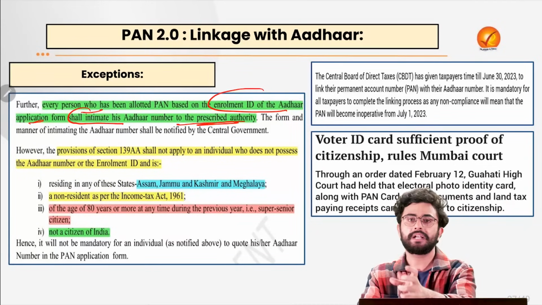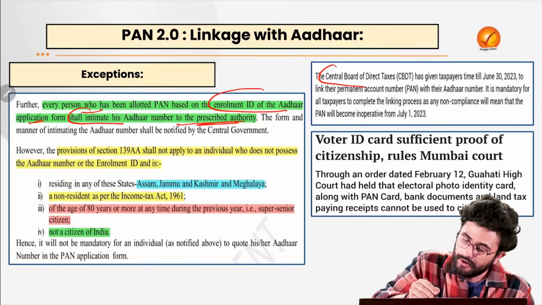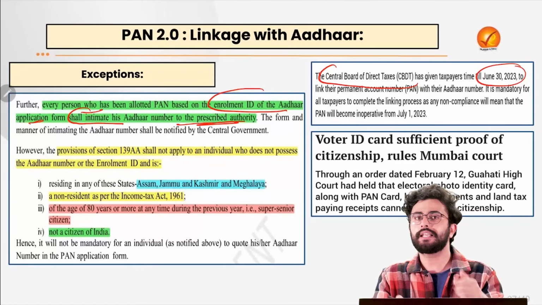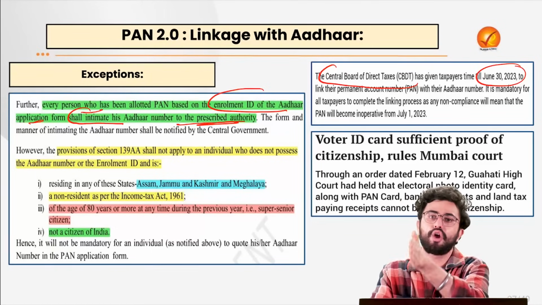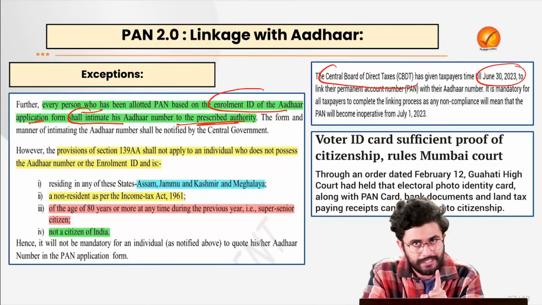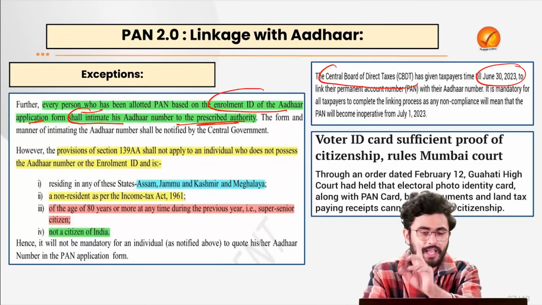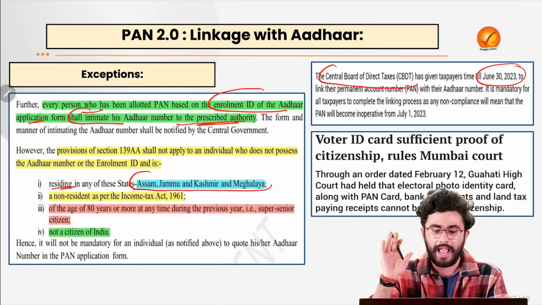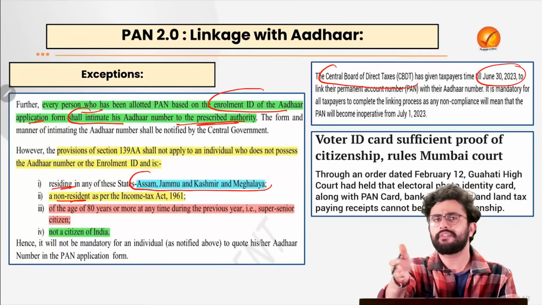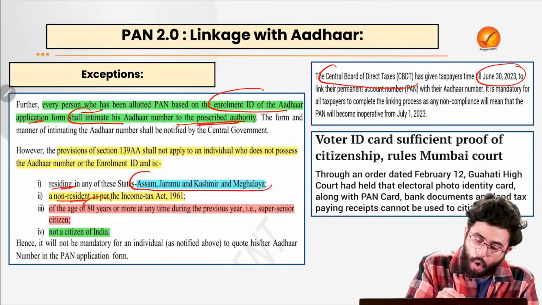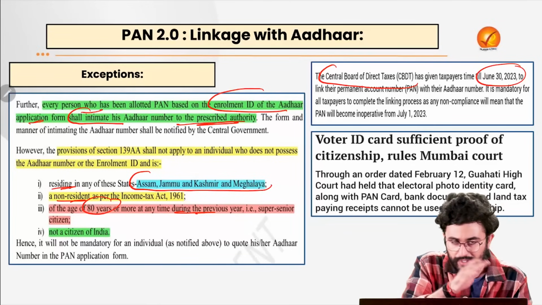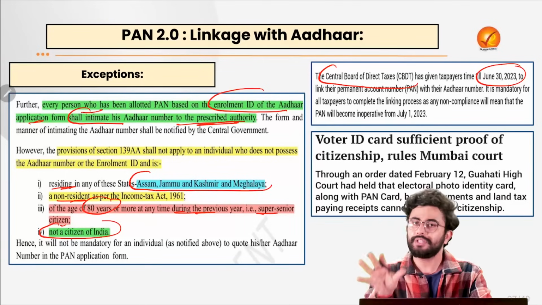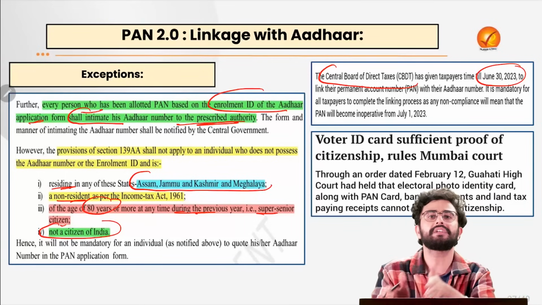So basically, the government has said what? That there was an order issued by the Central Board of Direct Taxes from June 30, 2023 onwards, which stated that there shall be a mandatory linking of the PAN card with the Aadhaar card, correct? But there are certain exceptions to this. The exceptions are, first of all, any person who is residing in the state of Assam, Jammu and Kashmir and Meghalaya, or for example you are a non-resident as per the Income Tax Act 1961, or you are above the age of 80 years during the previous year, that is a super senior citizen, or you are not a citizen of India altogether. So in that case, you do not need to link your PAN card with the Aadhaar card.